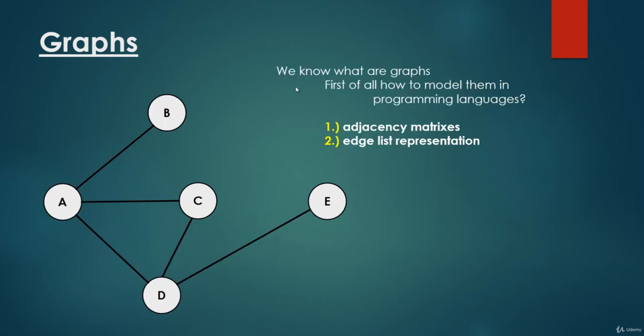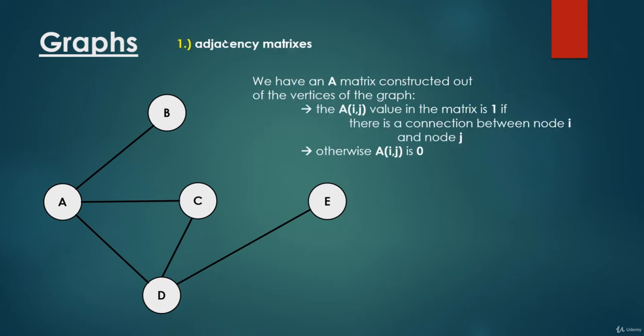Okay, so far we know what is a graph. So a graph is going to contain several vertices and several edges. But first of all, how to model them in programming languages? We have two options, with adjacency matrices and with edge list representation. What about adjacency matrices? We have to construct an A matrix out of the edges and the vertices of the given graph. And the given Aij, what does it mean? We have a row index i and column index j in the given matrix. That given value in the matrix is 1 if there is a connection between node i and node j, and otherwise there is a 0.